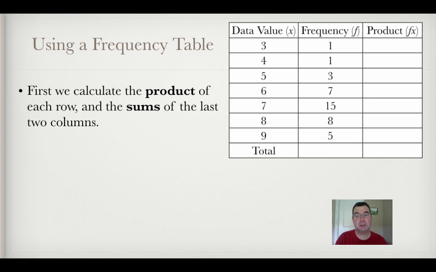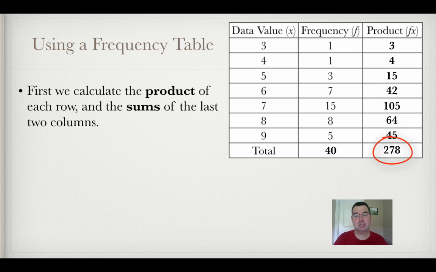What I'm going to do first is, since threes show up once, I'm going to put the product of each frequency and each x in the last column, and that just saves me from adding the same number a bunch of times. It saves me a little bit of time. Okay, and then I'm going to add up the frequencies along with the product in the last column.